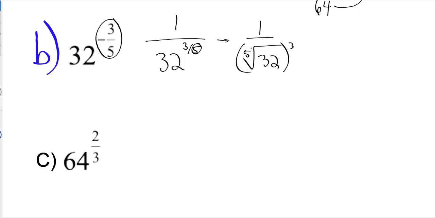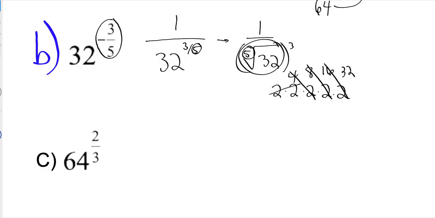So what number times itself 5 times gets me 32? The way you figure this out is you just start multiplying things in your head, and I would start with the smallest even number. If I do 2 times 2 times 2 times 2 times 2, does that get me 32? Well, this is 4, this is 8, this is 16, this is 32. So the 5th root of 32 is 2. So this would be 1 over 2 to the third. And 2 to the third is 8.